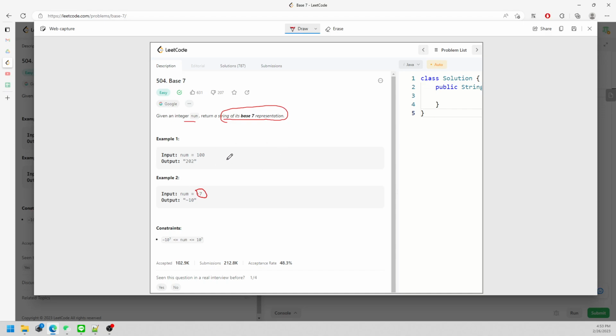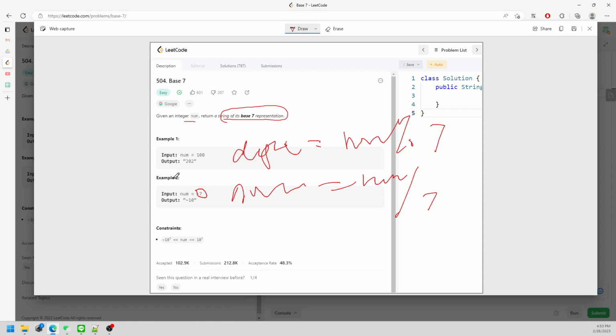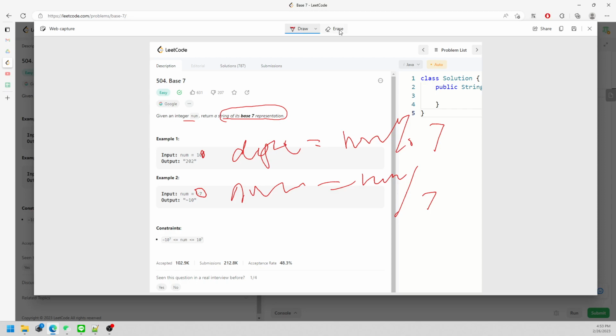So what we have to do is take the absolute value of nums for each iteration, and then we need to get a digit. The digit is nums mod by 7, right? And then we need to divide the num by 7 to get the next index. So we will get this value, right?